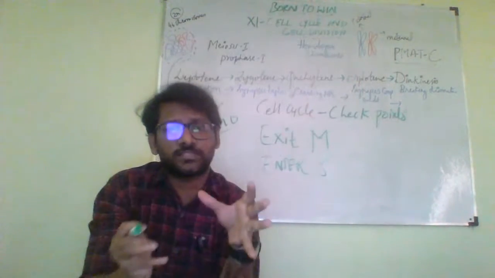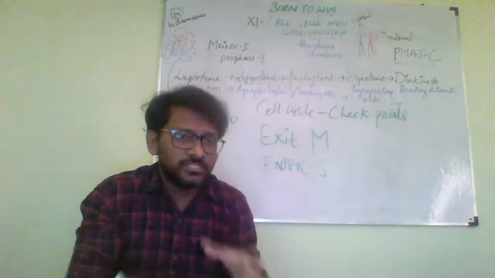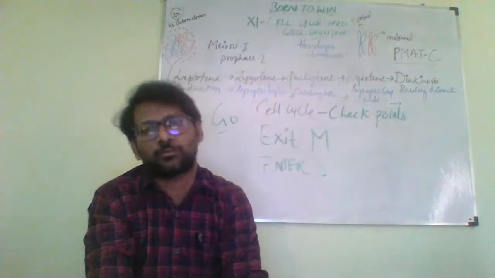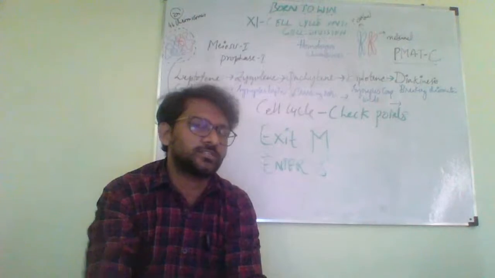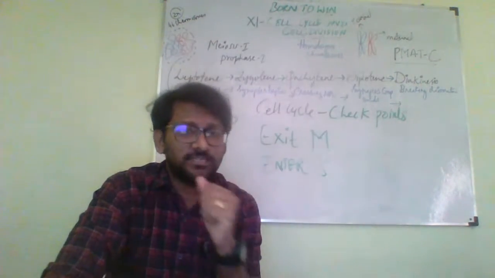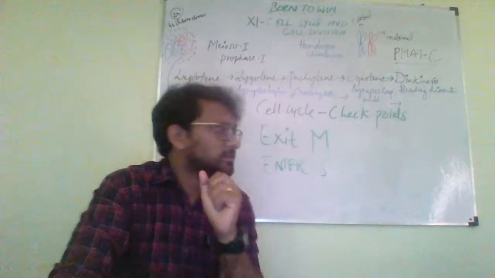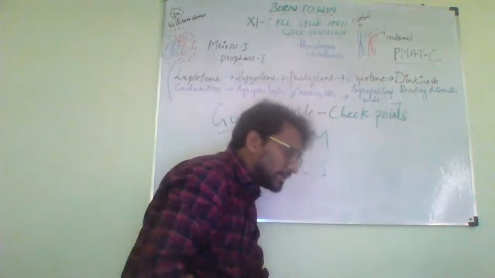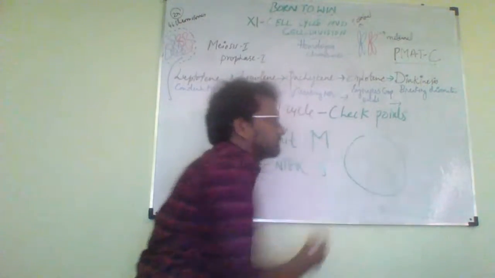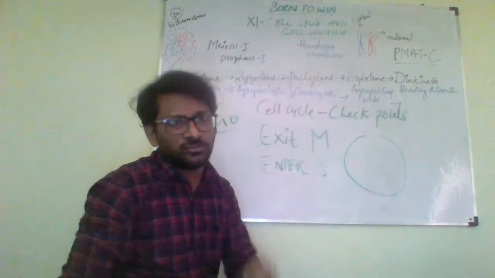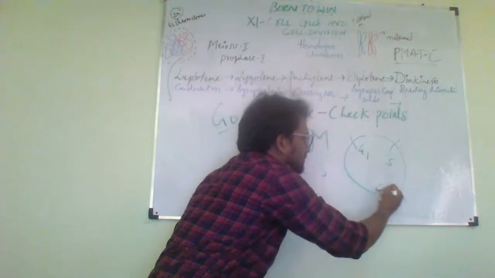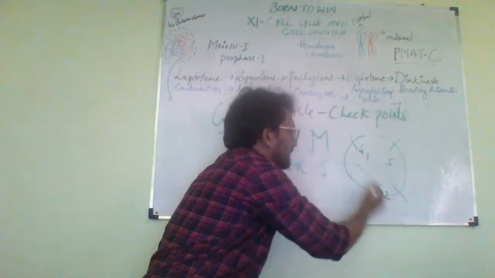So even before the cell enters the G1 phase of the interphase, it goes through the exit M checkpoint. Here you need to understand what these checkpoints are and why the cell needs checkpoints. You should always have a diagram in your running notes, your practice notes, so that you will not be confused. So put G1, S and G2 phase, and put the M phase.